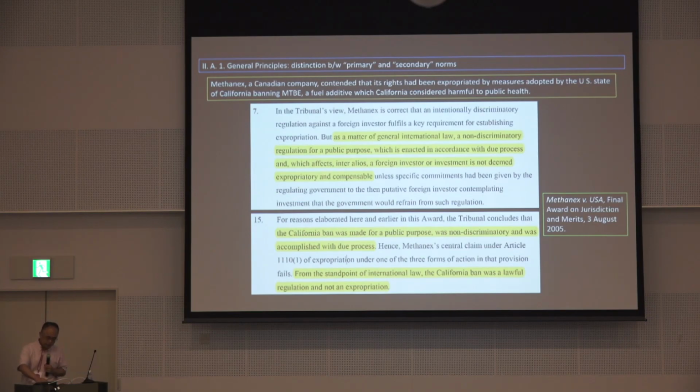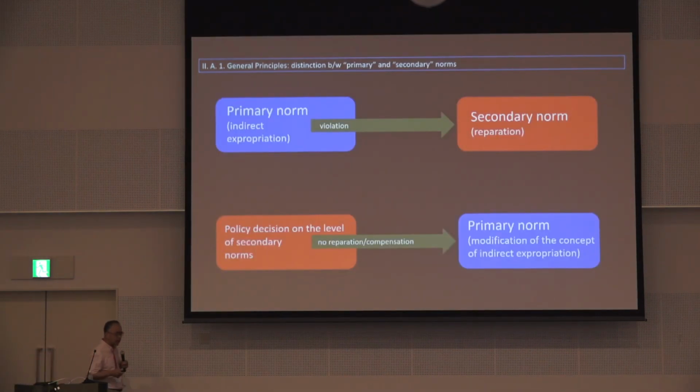Well, we do not have to get into all the technical details, but what's important here is that, theoretically speaking, secondary norms come into play when primary norms are violated. But in cases like Methanex, as a matter of fact, there's a political decision by the tribunal that in this case, no compensation is required. There's a conclusion. And then you look at the primary norms. In order to justify this conclusion, you modify primary norms.